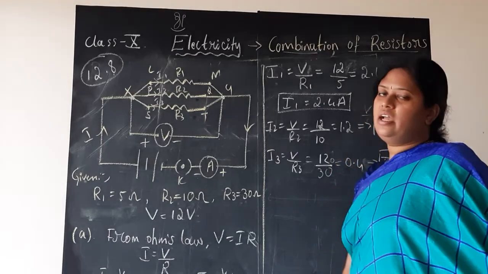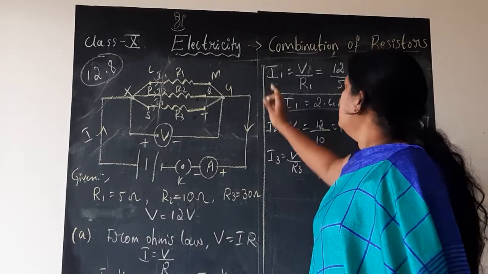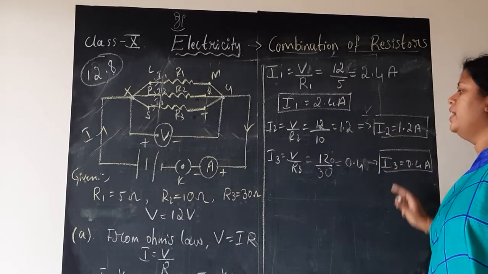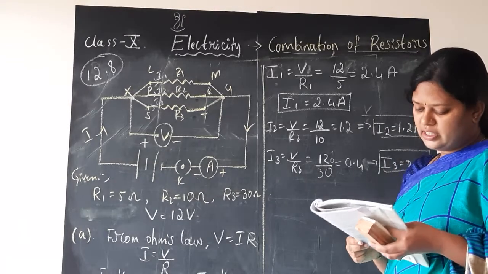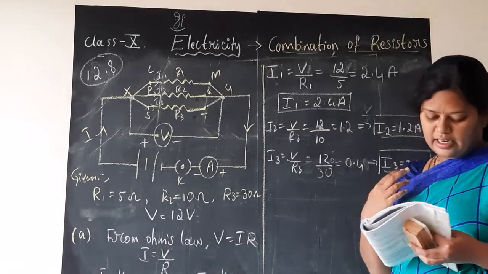Calculators cannot be used in the exam, children. You should be fast in calculation. Hence we have found the current through each resistor, that is I1, I2 and I3. So our first part is done. It was to calculate the current through each resistor. Yes, we have calculated.